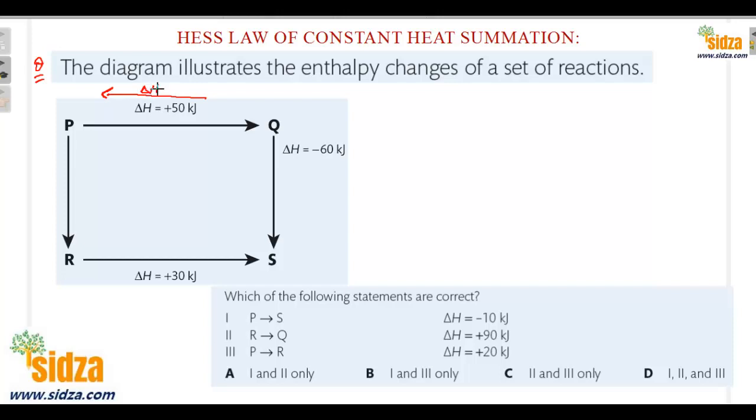For the backward reaction, it will now be negative 50 kilojoules, because if the forward reaction is endothermic, the backward reaction will be exothermic, right? This is what you know. So we have to find out which of the following statements is correct. First, P changes to S. When P goes to S, the delta H is minus 10 kilojoules.